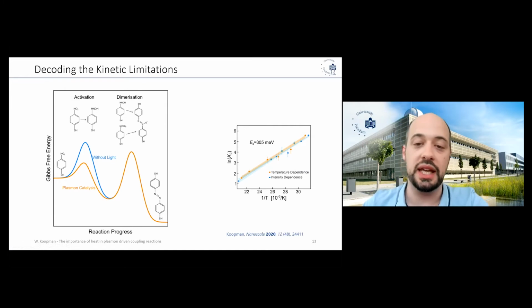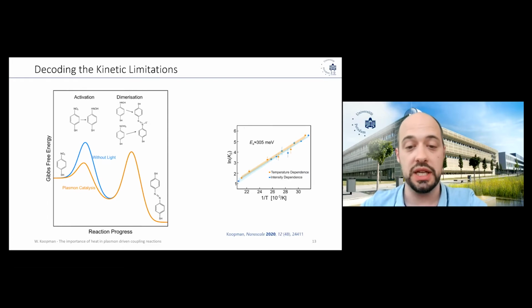However, in the dimerization reaction, we have a second barrier, which is the dimerization step. We have two intermediates which have to find each other. So they have to bend in a certain way. They have to go to a position which is not thermodynamically ideal, and you first have to produce this position. So you have a second activation barrier. And this one is not catalyzed by the plasmon, so it doesn't change how many electrons are actually injected into the particle. The only thing that helps here is temperature.